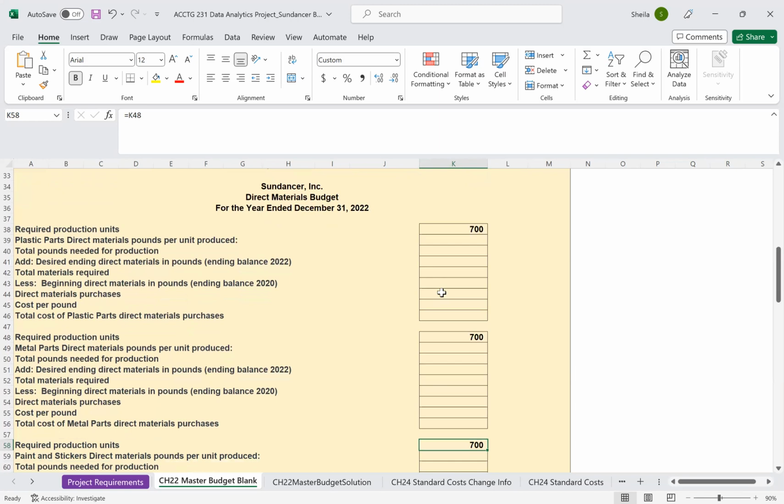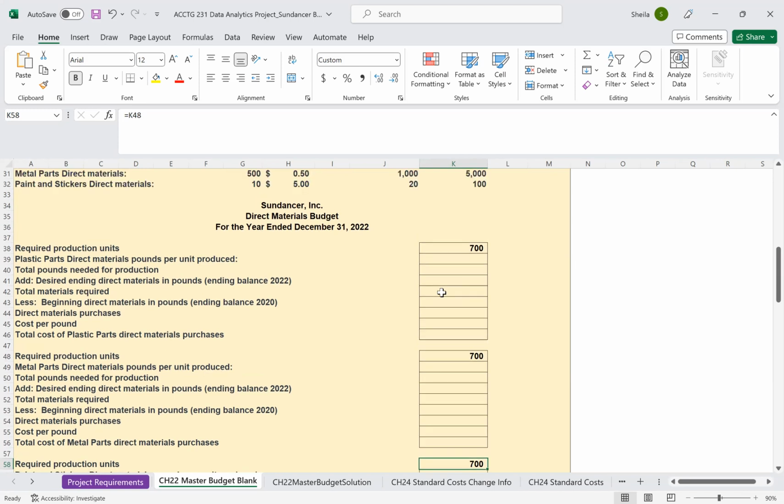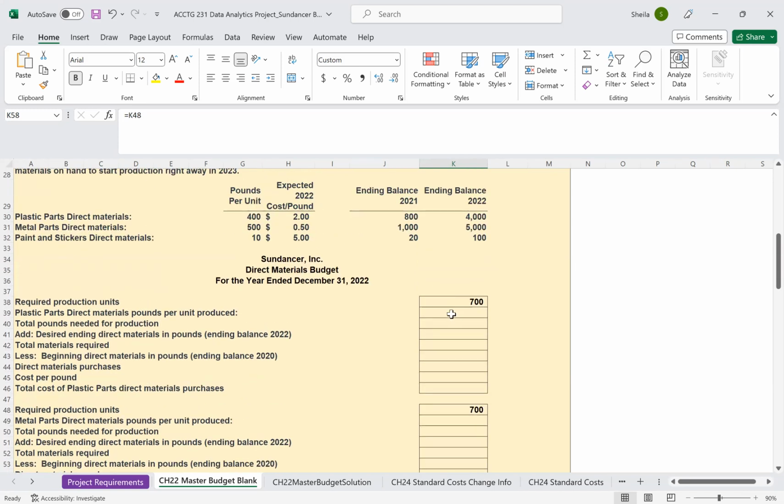Now, could I have just typed in 700? Yes, but I want you to use the power of Excel. Link those cells, put in those formulas. Okay, so now it says plastic parts, direct materials, pounds per unit produced. Okay, it takes 400 pounds per unit. So I'm now going to calculate my pounds per unit times my required production units. I need 280,000 pounds of plastic to produce those products in my budget year.